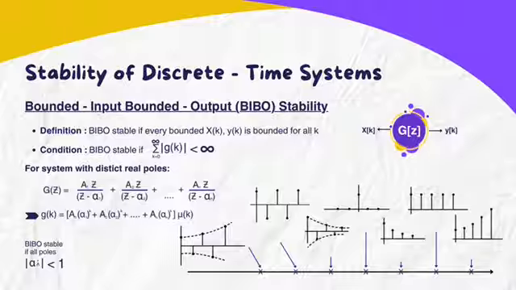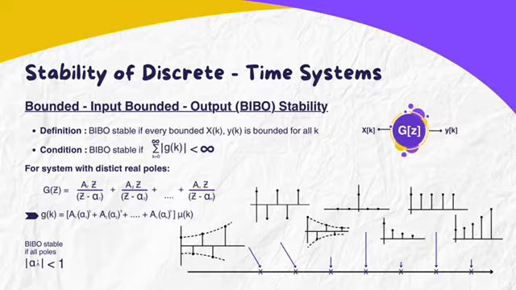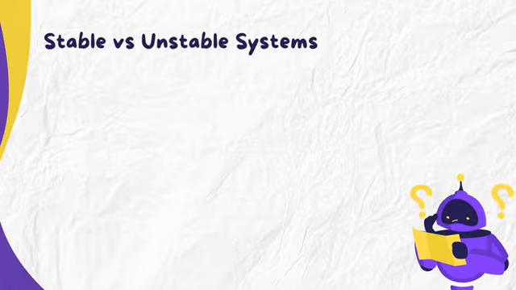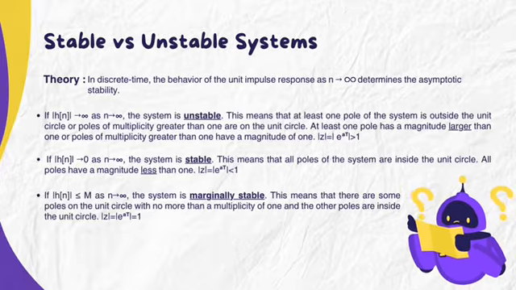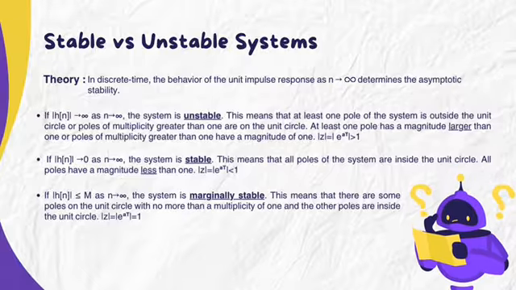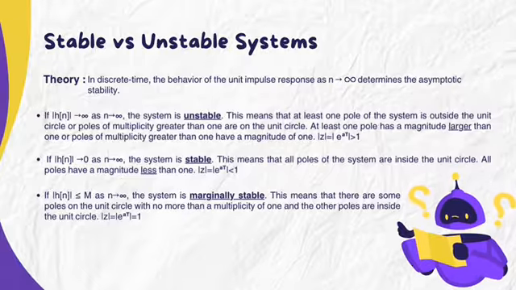The arrows and X marks at the bottom indicate pole locations on the real axis, helping to visually determine whether the system is stable, inside the unit circle, or not. Next are stable versus unstable systems. In theory, in discrete time systems, we look at how the system reacts to an impulse, a sudden input, as time goes on and on.